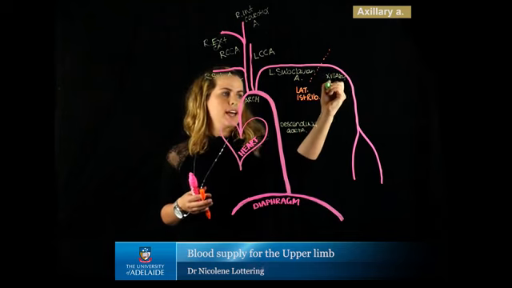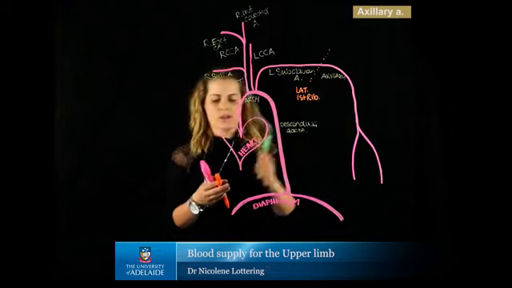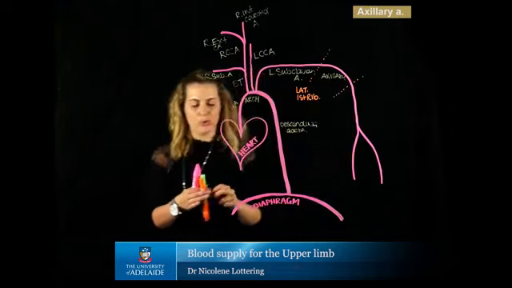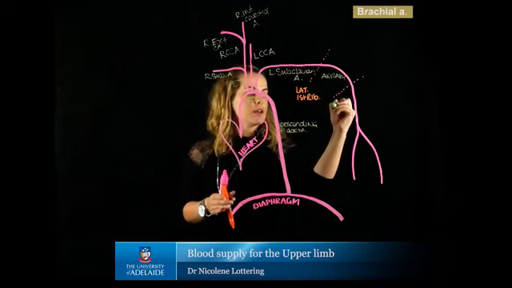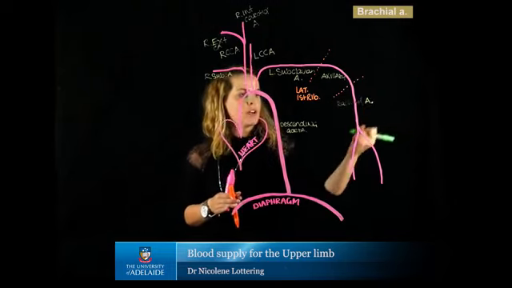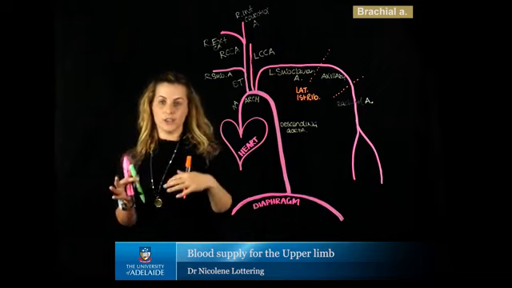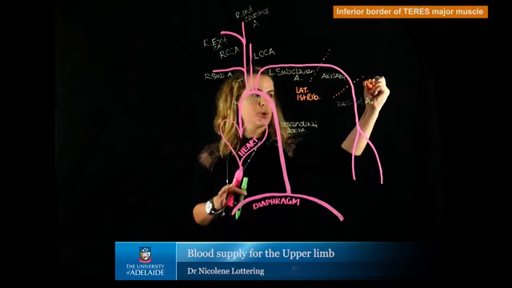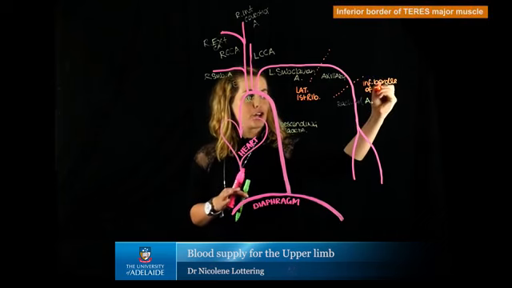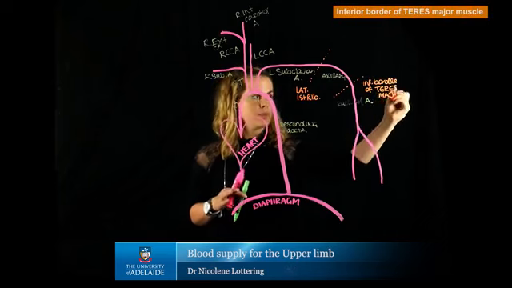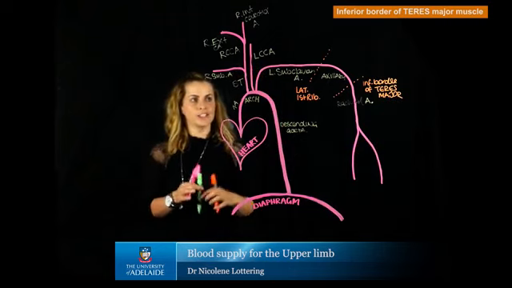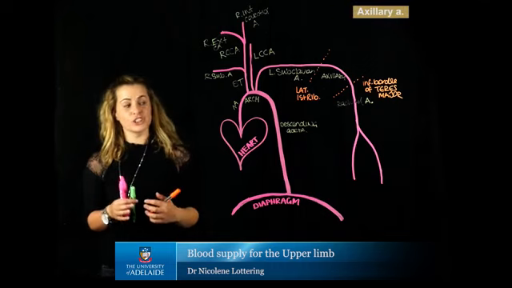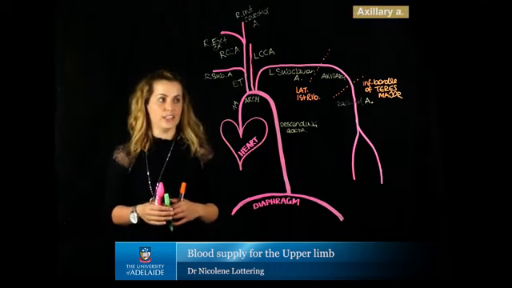So over here we have the axillary artery. And the axillary artery is then going to continue as the brachial artery. The transition from the axillary to the brachial is going to occur at the inferior border of the teres major muscle. Before we go any further, I just want to pay some particular attention to the axillary artery. The axillary artery is actually divided up into three parts, and this is fairly important.